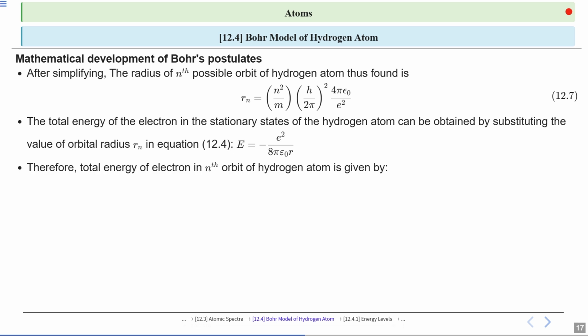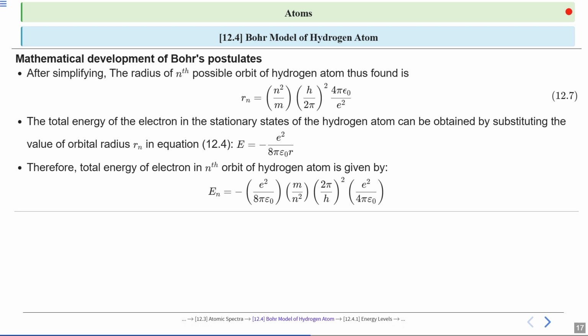So when we substitute the value of Rn into the energy equation, we get the total energy of the electron in the nth orbit. So the final formula for the energy of electron in the nth orbit is shown here. En equals minus e square upon 8 pi epsilon naught multiplied by m upon n square, multiplied by 2 pi upon h whole square, and multiplied by e square upon 4 pi epsilon naught. Again, En is in joules and you can see that energy depends on 1 over n square. So as n increases, the energy becomes less negative. This explains why electrons in higher orbits have more energy.